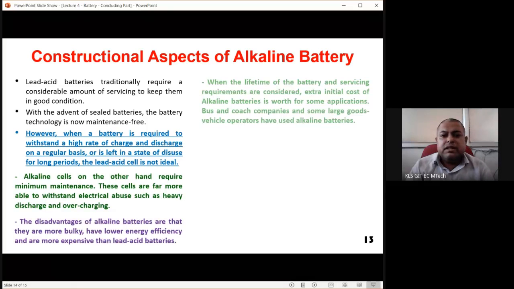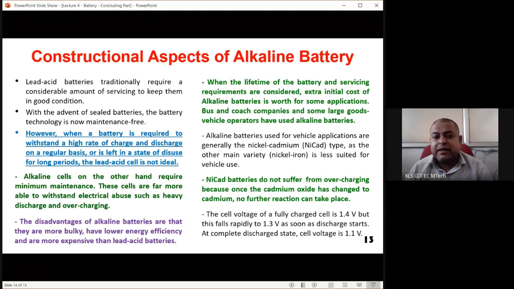Finally, we have come to the end topic, which is the alkaline battery. You can go through this. What are the positives of the alkaline battery? They are maintenance free. An alkaline battery is required to withstand a high rate of charge and discharge on a regular basis. With the lead acid battery shown previously, that is not possible, but alkaline batteries can withstand high rates of charging and discharging. These are some disadvantages of the lead acid battery, which are positive points for the alkaline battery. Alkaline cells, on the other hand, require minimum maintenance.